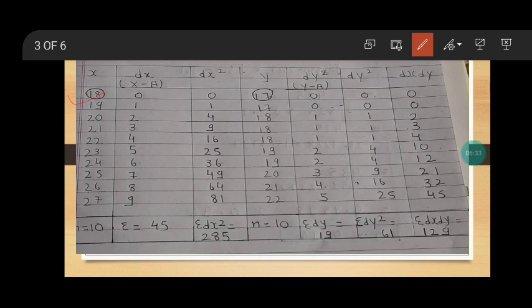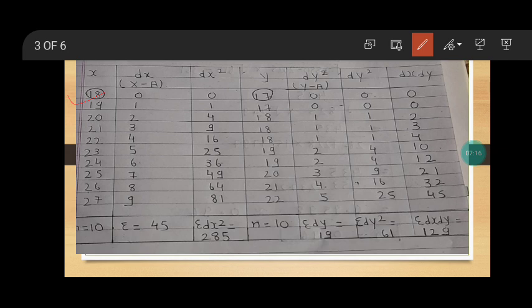So how are we going to calculate dx now? First of all we are going to do 18 minus 18, so it would be 0. Then x is 19, assumed mean is 18, so 19 minus 18 equals 1. Next item is 20, assumed mean is 18, 20 minus 18 would be 2. Then next item is 21, 21 minus 18 would be 3. Then 22 minus 18, so we get 4.